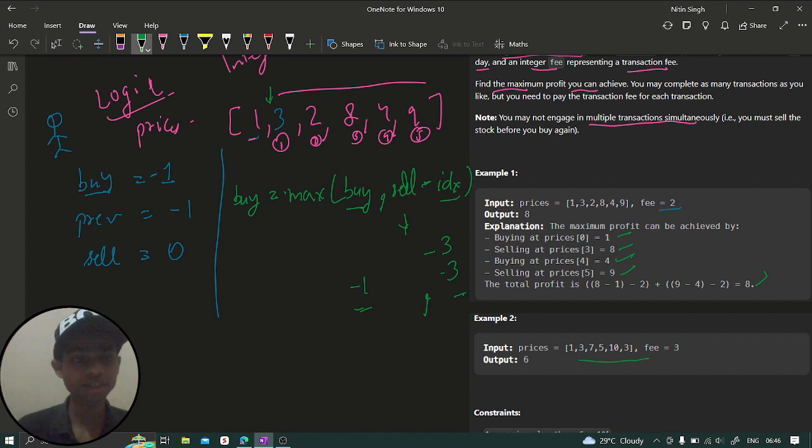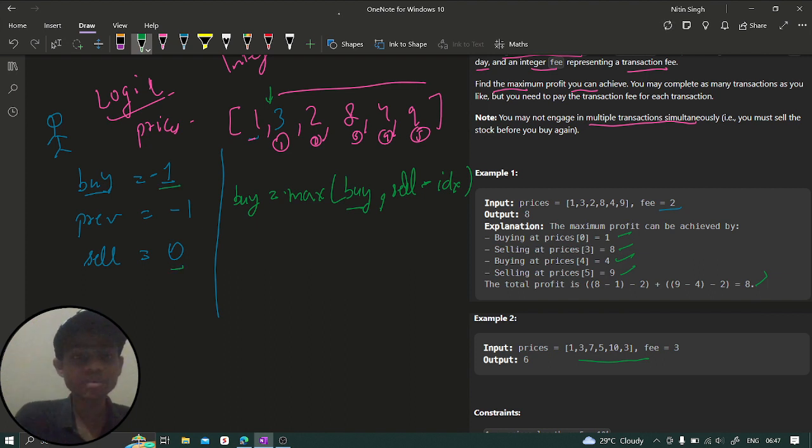So here initially it was -1, which means we bought a stock of price 1, so we gave the amount and got -1 in our account. Now we are going to get -3, which means we are going to spend 3 more extra, right? We don't want to do that, so we take the maximum one, which is -1 only. So buy is going to be -1 here. Again it's going to remain the same.